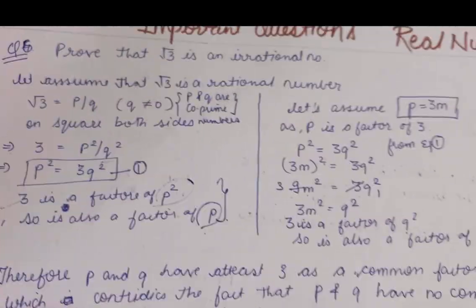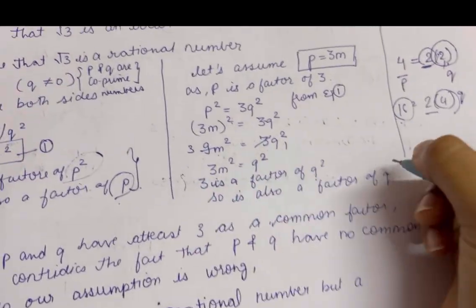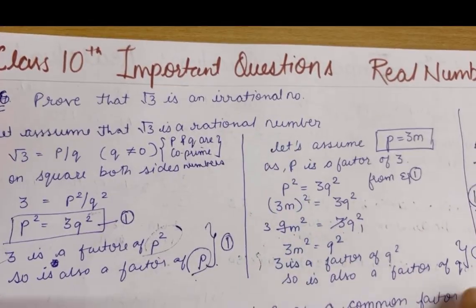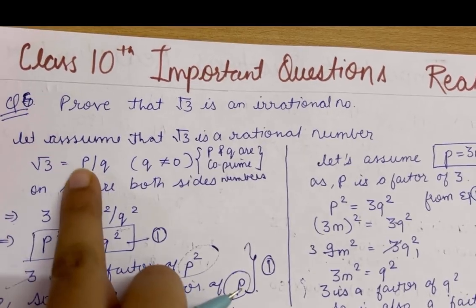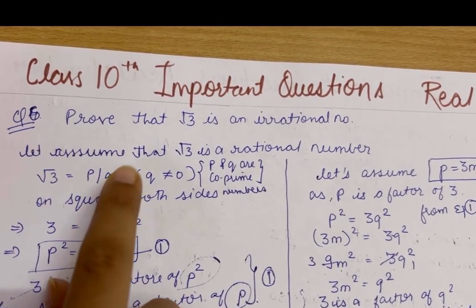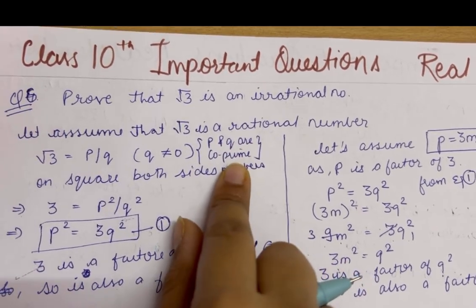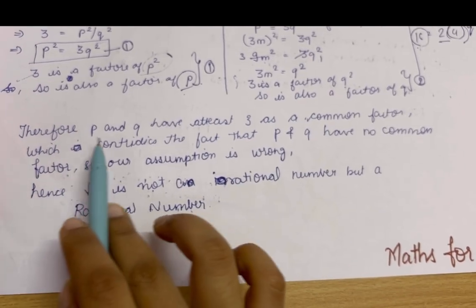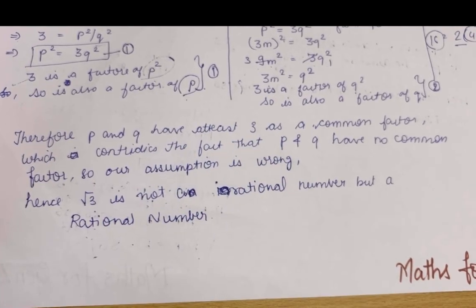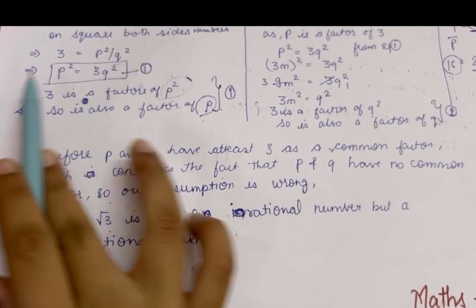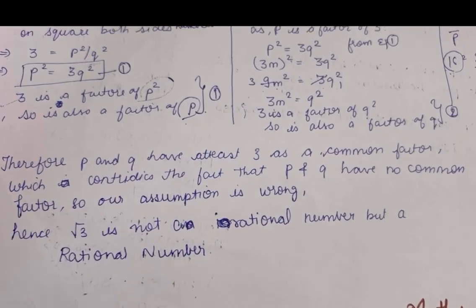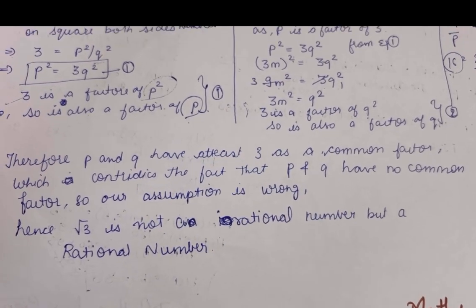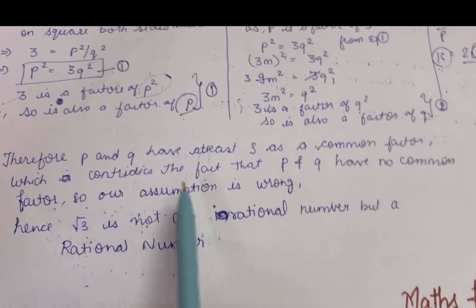Now here's the point. These two sets of statements, set 1 and set 2, contradict our assumption that root 3 is equal to p by q, where p and q are co-prime numbers, for which I have given the explanation here in the bottom. P and Q have at least 3 as a common factor. We have proved here that P is a factor of 3 and Q is a factor of 3, which contradicts the fact that P and Q have no common factor. They are co-prime numbers, which contradicts our assumption. So our assumption is wrong.